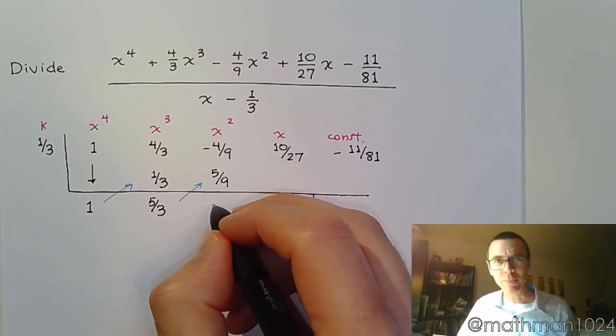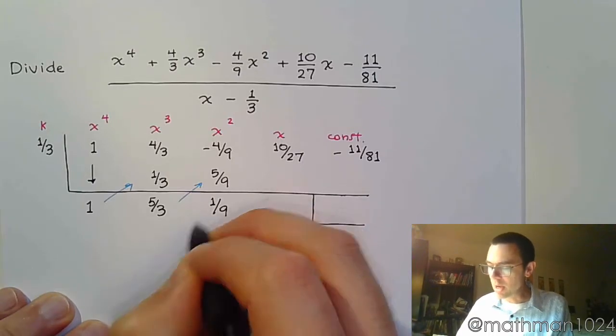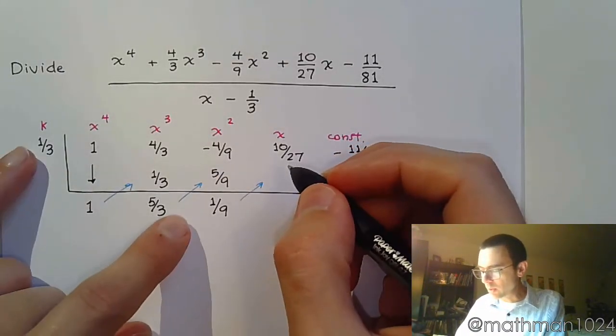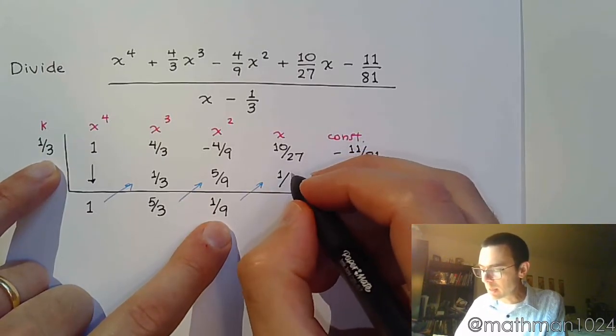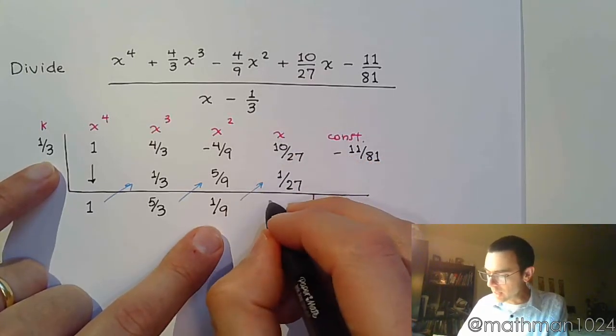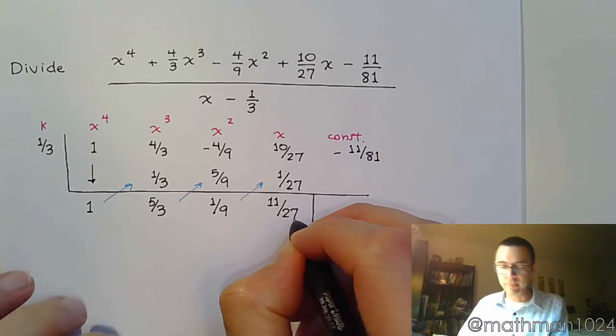These guys have a common denominator again? That's so nice. That gives you a positive 1/9. All right, multiply times 1/3. Multiply the numerators. 1 times 1 is 1. Multiply the denominators. 9 times 3 is 27. Combine these, we get 11 over 27.